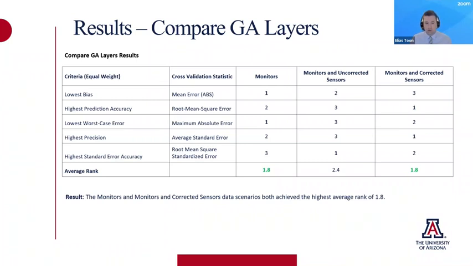And at the end, averaged over those 5, the average rank turned out to be a tie. So for the monitors and corrected air sensors, they turned out to have a tied average rank of 1.8. The monitors and uncorrected air sensors didn't perform quite as well and had an average rank of 2.4.